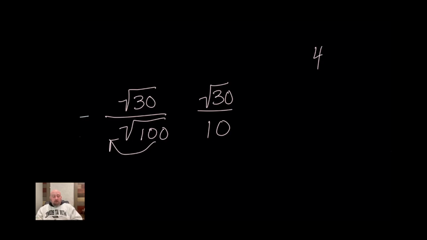So 4, and then 3 times 3 is 9, and then 4 times 4 is 16, and then we don't have to go any farther, but we want to see if the square root of 30 can be reduced. We're going to try different numbers to see. Can 4 go into 30? No, 4 doesn't go into 30. Can 9 go into 30? No, it cannot. Can 16 go into 30?